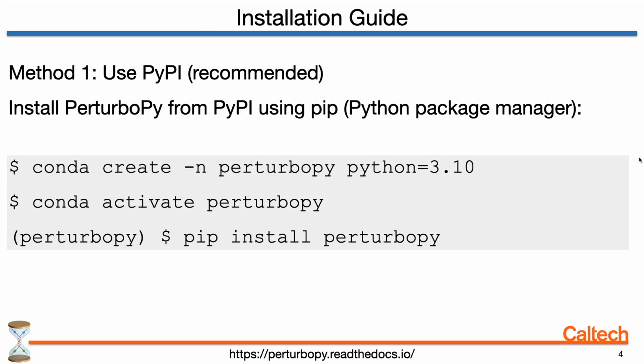The installation of PerturboPy is very straightforward. There are two methods. The first method is the one that we recommend, which is using PyPI. While inside the virtual environment, we install PerturboPy using pip, which is the Python package manager. We've repeated the commands to create the virtual environment here. You'd have your virtual environment activated, and then all you do is type pip install PerturboPy, and that's it. Then PerturboPy is installed.